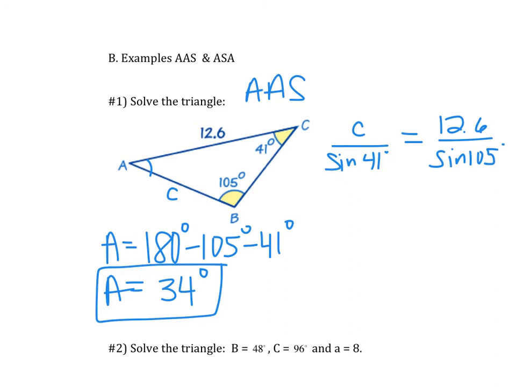Okay? And so let's solve for C by multiplying both sides by sine of 41. And that's where you're going to need your calculator a lot for these. And I have you rounding to 1 decimal place, so put it to the nearest tenth.